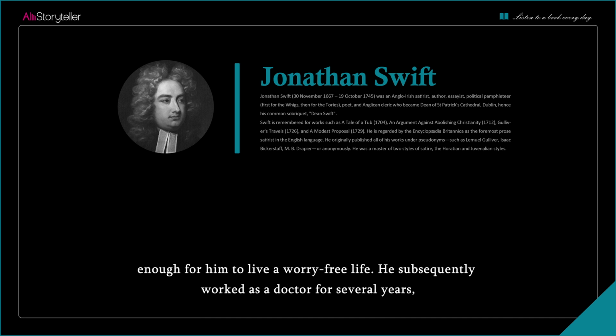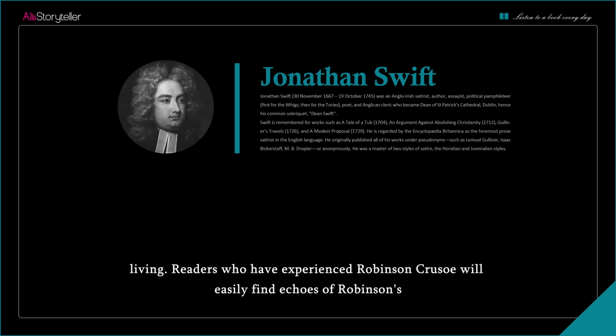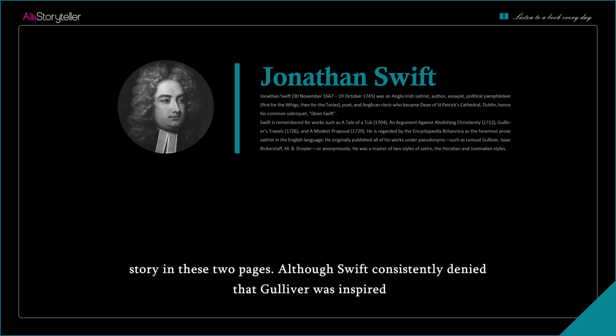In order to improve his living conditions, Gulliver married a well-off woman with a substantial dowry of £400. However, this wasn't enough for him to live a worry-free life. He subsequently worked as a doctor for several years, went to sea again a few times, and moved homes multiple times, all in the pursuit of making a living. Readers who have experienced Robinson Crusoe will easily find echoes of Robinson's story in these 2 pages.